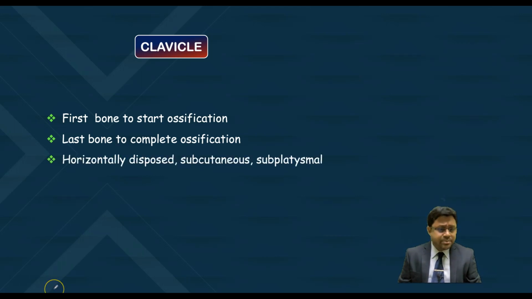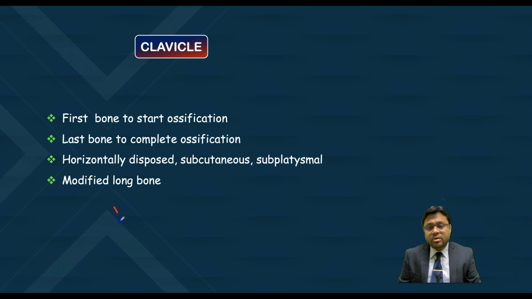Next, it is disposed horizontally in the body, just beneath the skin, that is subcutaneous, and also beneath the platysma of the neck, that is subplatysmal. So, subcutaneous, subplatysmal. Next, it is an example of a modified long bone. Long bone because it helps in transmission of weight, and modified due to many reasons that I am going to unravel at the end of the session.